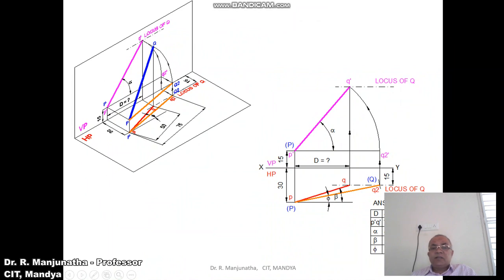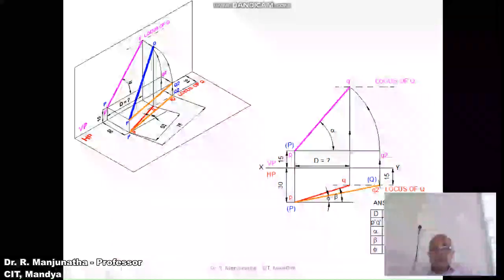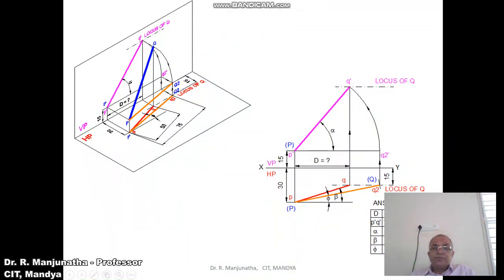With P dash as center and P dash Q2 dash as the radius, you rotate it such that it falls on the end projector of Q, so that you are going to get the Q dash here. Then join P dash Q dash with a dark line. So you have the locus of Q now in the front view.